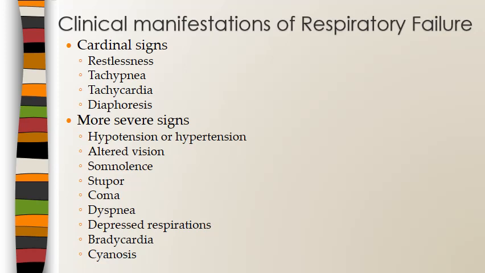There are also more severe signs, and these severe signs occur as the respiratory failure continues over time, so the child may also develop hypotension or hypertension. They might have vision problems. They will probably be very silent, very quiet, and ultimately they can go into a stupor, a coma, have depressed respirations, and then it will lead to arrest.